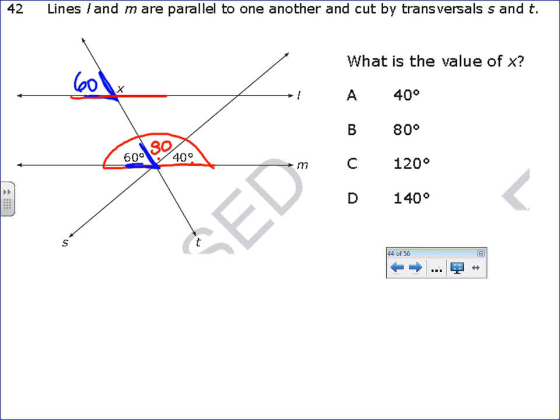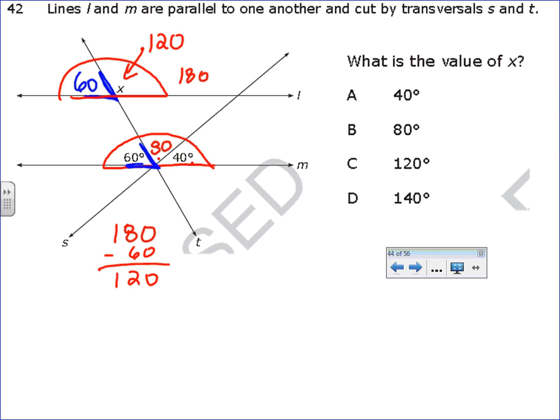Well, here you go. Now I have a straight line again that has to equal 180. So 180 take away 60 is 120. That means that X is 120. There are other ways that you could do this. You could realize that 80 and 40 together correspond with X, which is also 120, but either way, as long as you get 120.